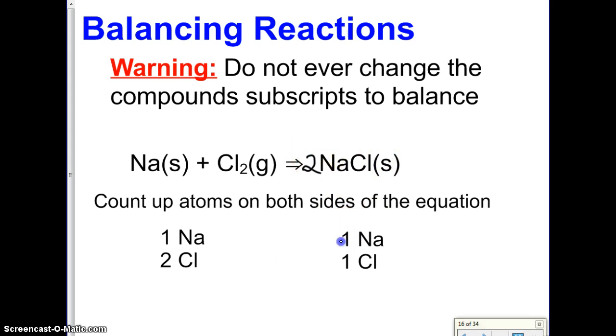But putting a 2 here also changes our sodiums. It doesn't just change our chlorines to 2, it also changes our sodiums to 2. So once we have sodium to 2, we have to jump back over to this side and look at that side. We have 1 sodium versus 2 sodiums. So again, what do I multiply 1 by to get 2? A 2. So once I have that 2 there, I can change this to 2. Now I have 2 sodiums, 2 chlorines, 2 chlorines, and that guy is now balanced.